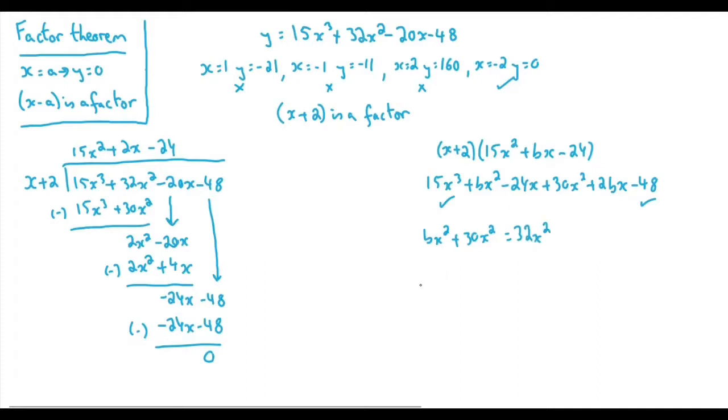Or if you want to look at the single x term instead, minus 24x plus 2bx, that must be the same as the minus 20x here. Either way, you would end up with b being 2. Thus, the quadratic here is actually 15x squared plus 2x minus 24, same as what we had from the long division, and just like with that, we can now factorise or use the quadratic formula and solve. That's all we need to do if you have a larger polynomial, such as a cubic.